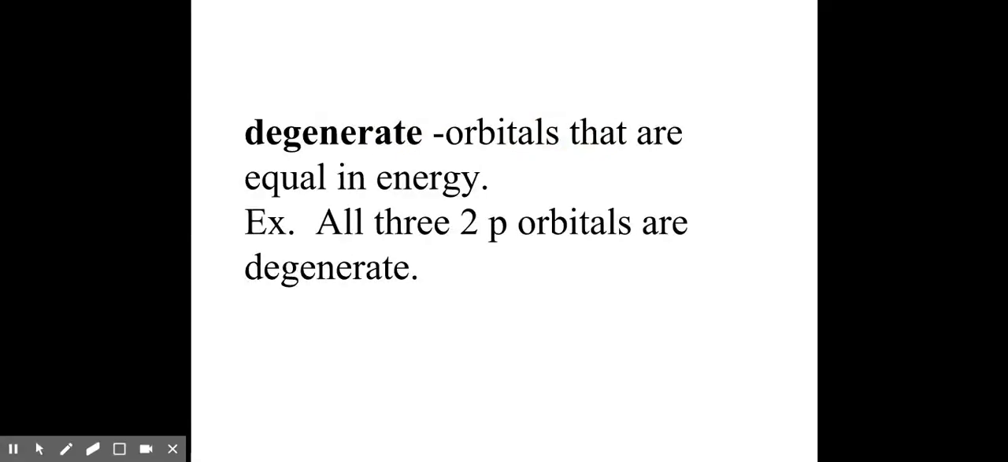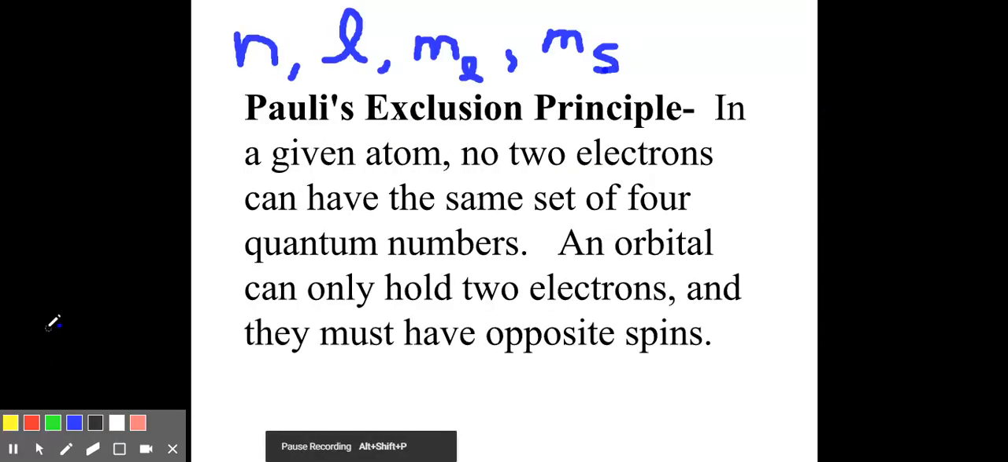Degenerate orbitals are orbitals that are equal in energy. So all three p orbitals are degenerate because they are all equal in energy. All five d orbitals are degenerate as well. They all have the same level.